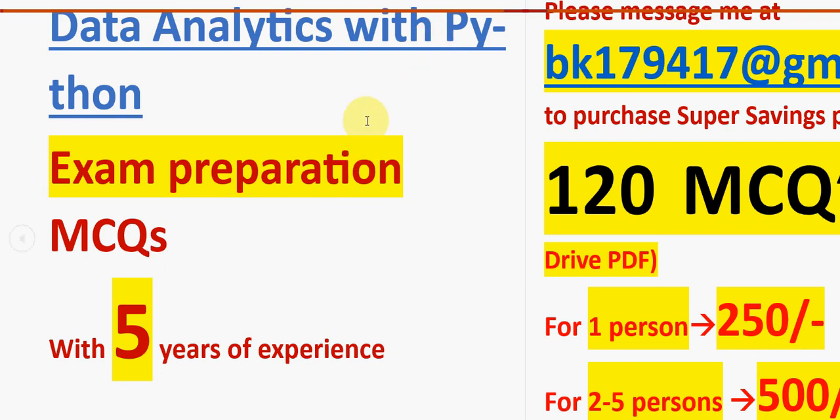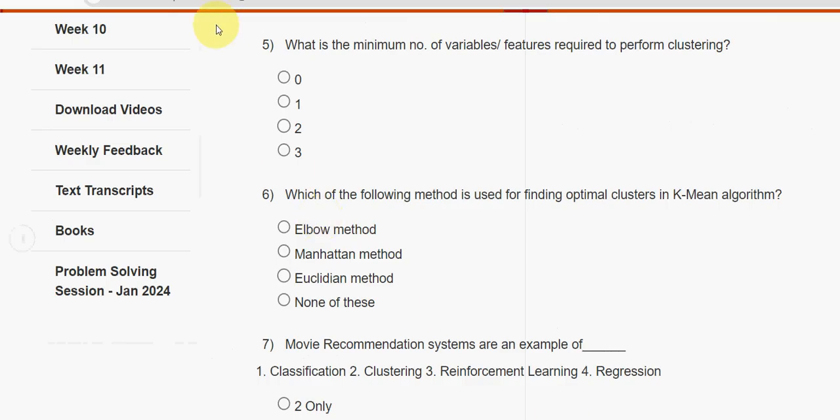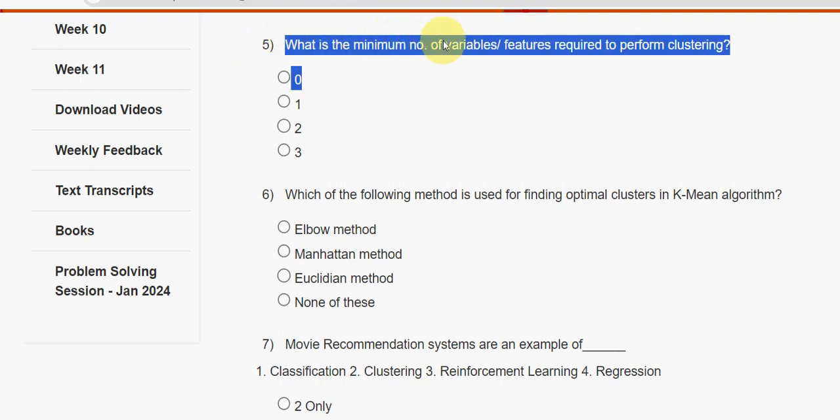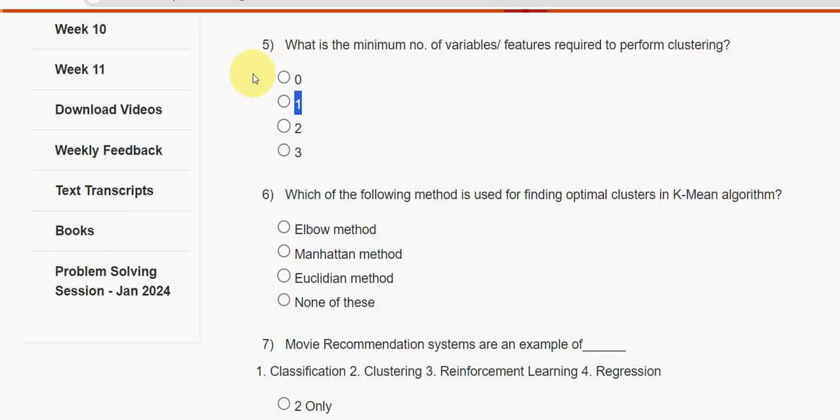So now let's get back to the solutions. Fifth question. What is the minimum number of variables or features required to perform clustering? For the fifth question, it is the second option, one. Minimum one variable is required for performing clustering, right? Next, sixth question, guys.